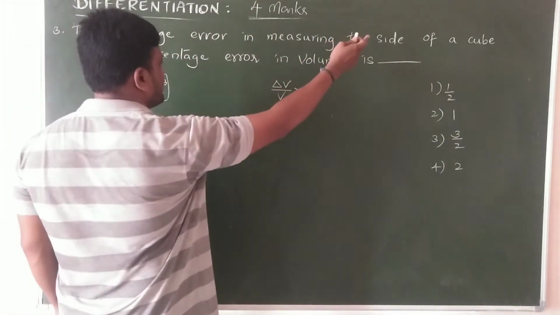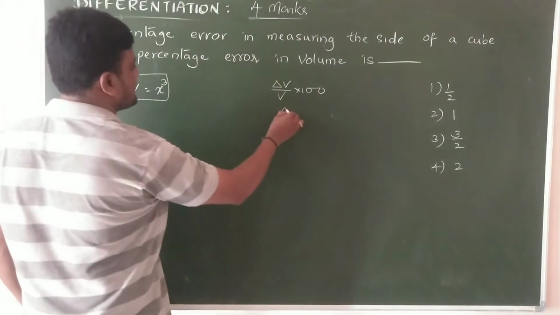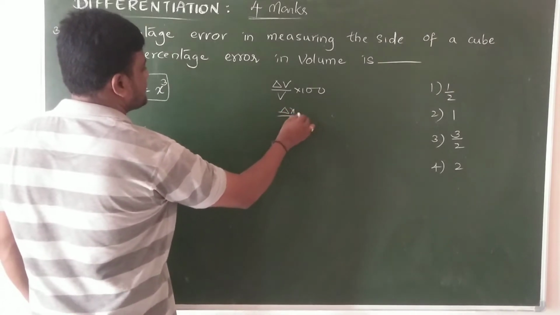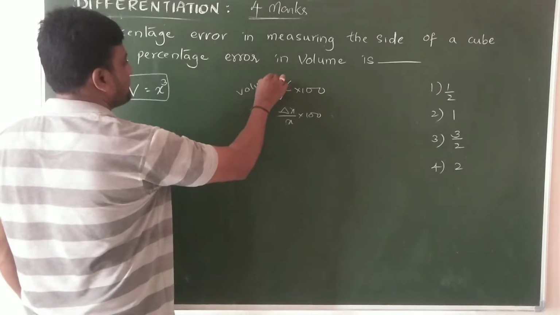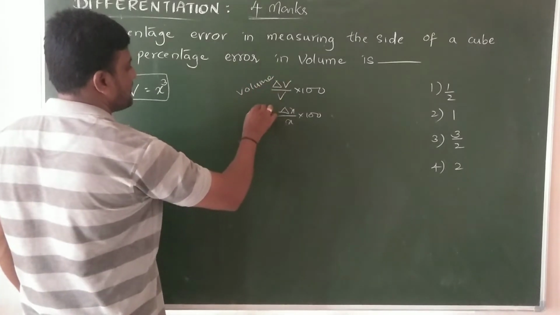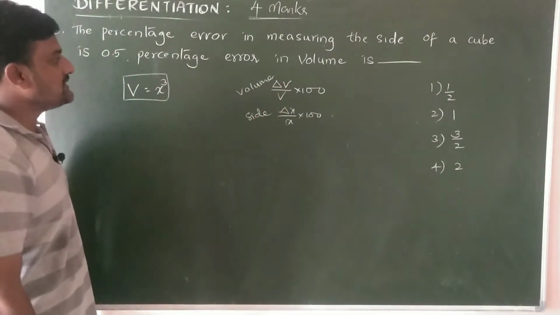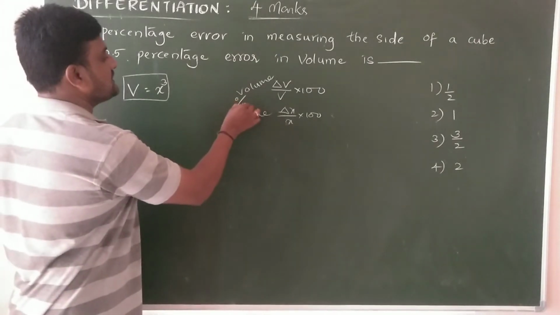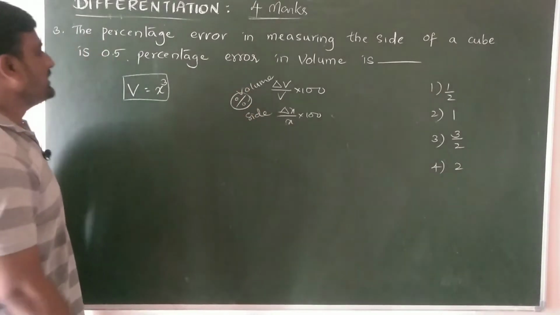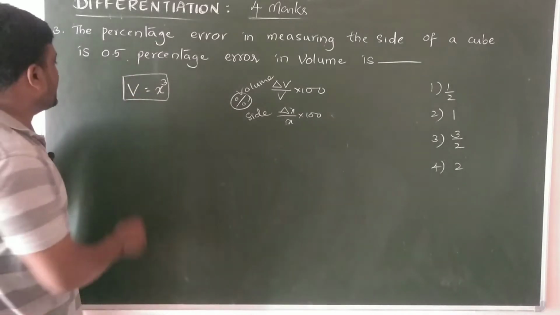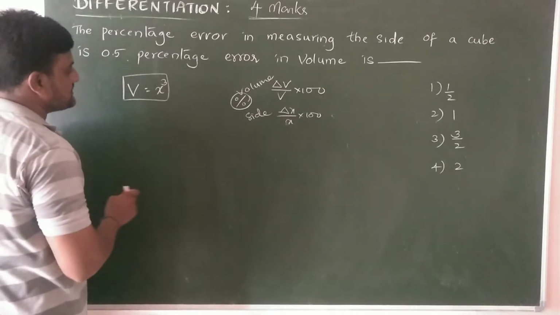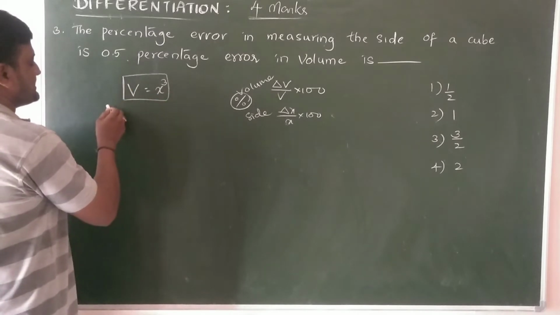Similarly, percentage error in measuring the side x is delta x by x into 100. Now it is for volume, it is for side. These are the percentage errors. Now how to get that one? By taking logarithms on both sides and also differentiation on both sides.